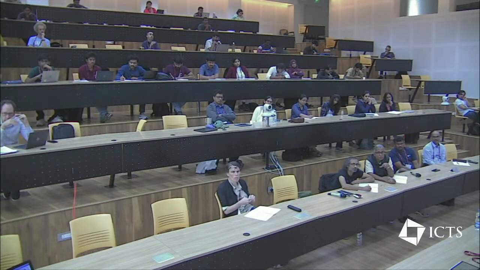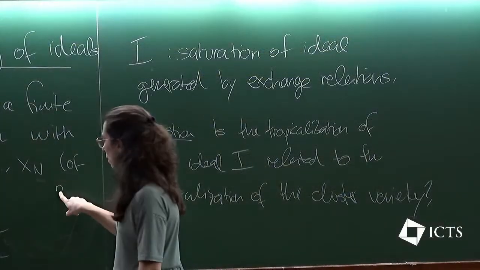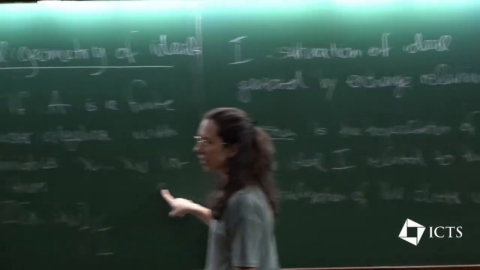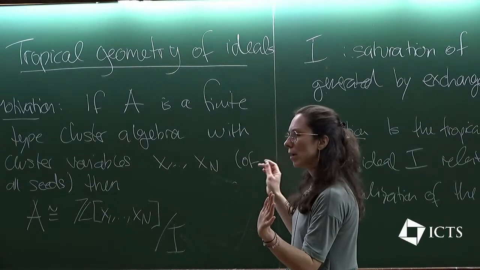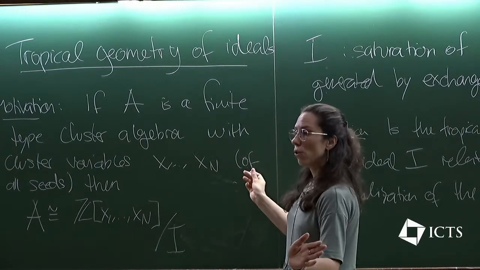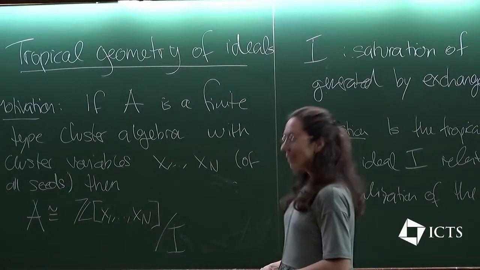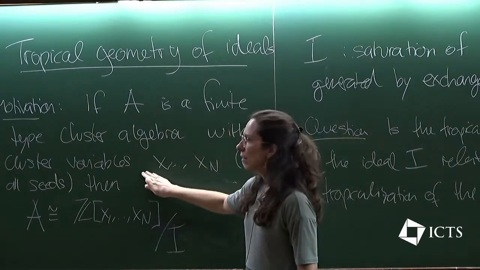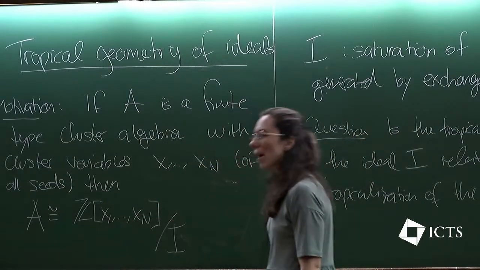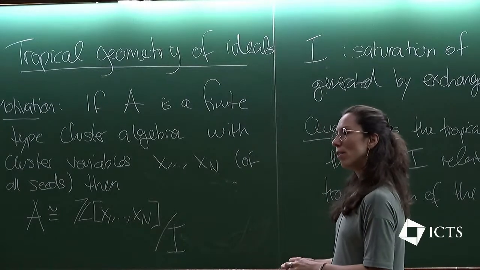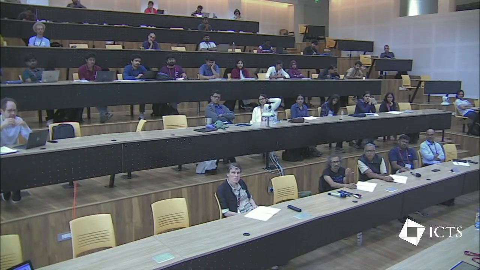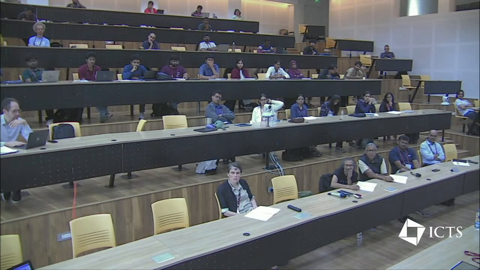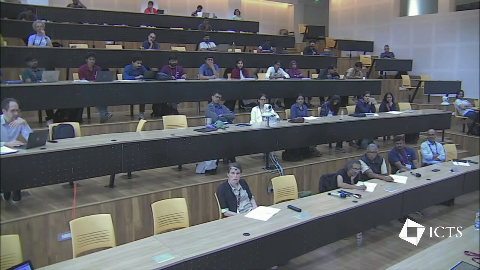No, so this capital N here is different. Normally, I would have lowercase n for the number of vertices or the mutable vertices, but this capital N is some larger number. Exactly, it's all like running through all seeds. It's the generating set I use to define the cluster algebra. Yeah, the saturation is radical.